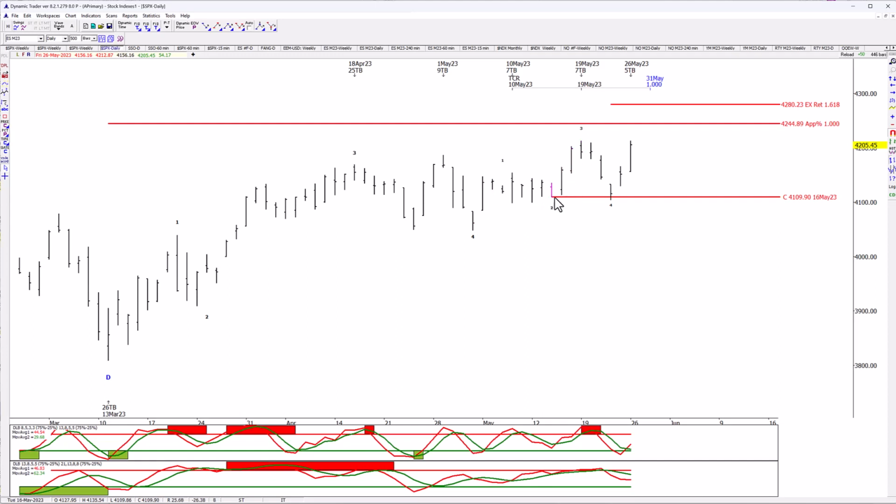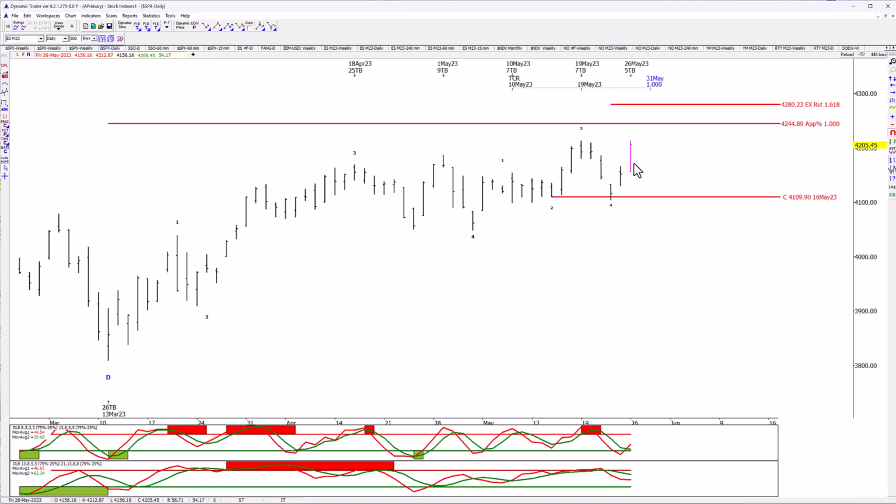So the signal here, the pattern reversal signal, would have been a close below 4109.90. That was the last swing low close. If the SPX had closed below that, it would have broken the bullish pattern. Well, it never did that, so we never got triggered into a short, at least during this period of time.